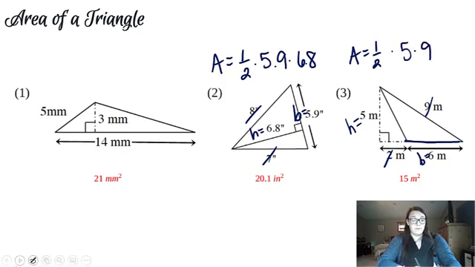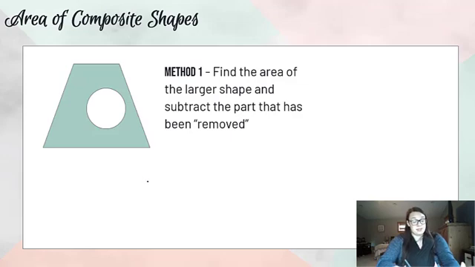All right, moving forward, let's look at composite shapes. So there's a couple methods of finding composite areas. What I mean by that is, say I have this trapezoid that's in blue, and I cut out this circle.